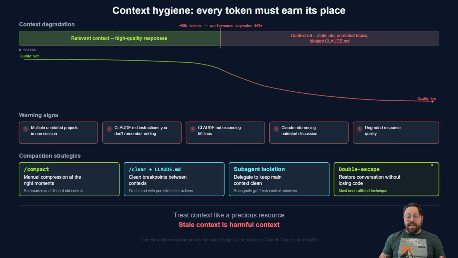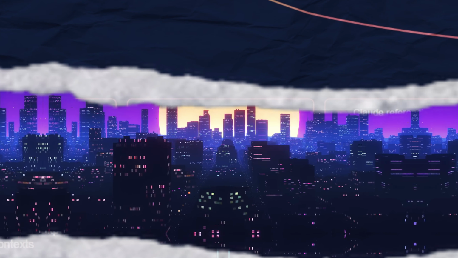The auto compact used to hit at 80%. So it was 160,000 tokens, and then it forced you to compact. You start to see these warning signs: multiple unrelated projects in one session, a long Claude MD file, it starts to reference outdated information, or just general degradation in response quality. That's when it's important to compact. You can /quit and start a brand new session, or you can do /clear and then have it read the Claude MD again. Now, one of the ways that you can mitigate this is to use subagents.